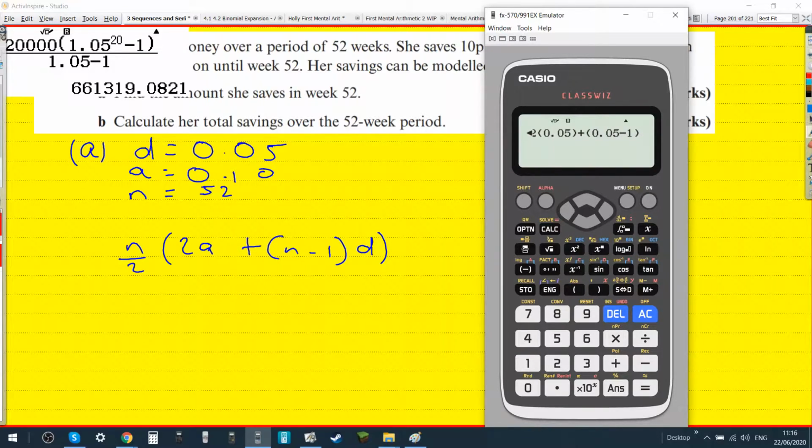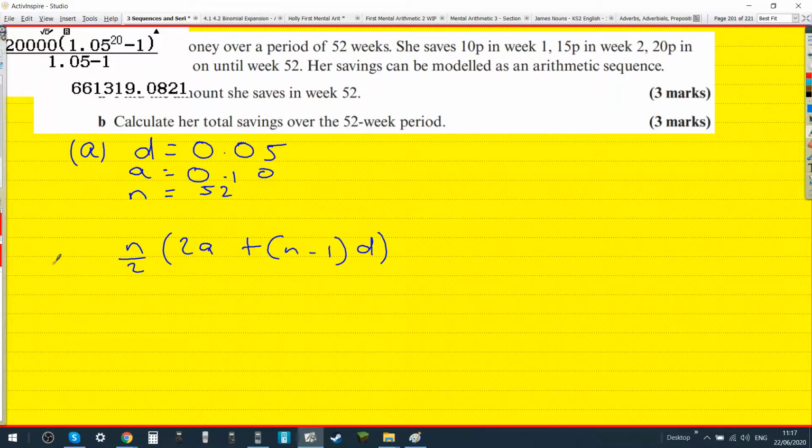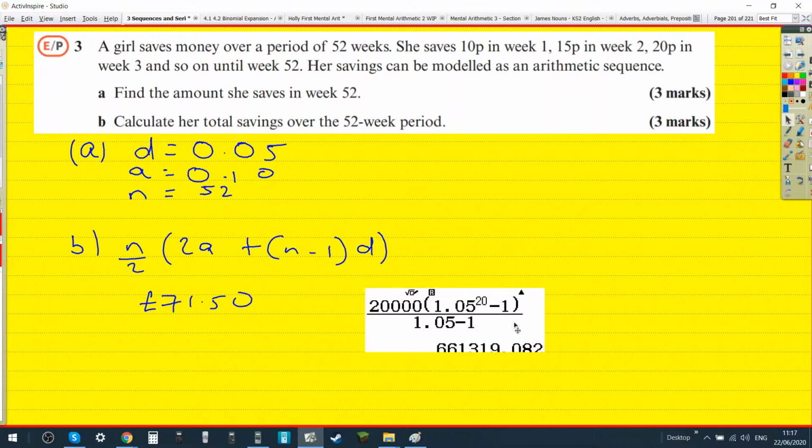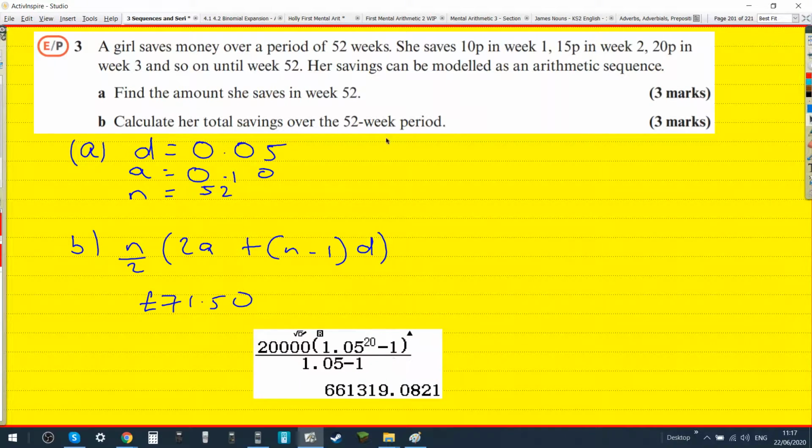Maybe we should have left it as pence. I got £71.50. Okay. £71.50. Let's see. That is £71.50. And that's technically question B. That's her total savings over the year. Do you know what part A is? Just what she got in week 52. It's a much simpler formula. You might not remember it though.